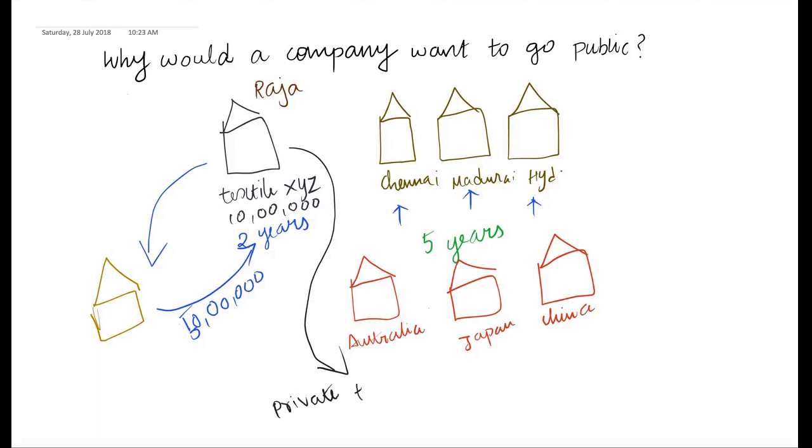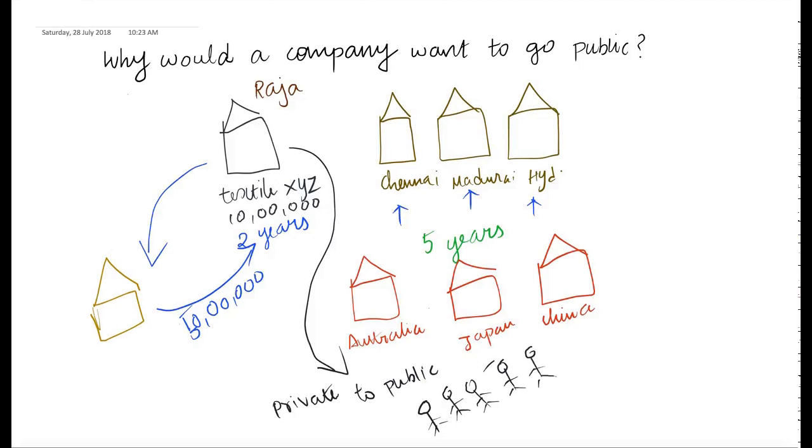Once he moved from private to public, he got huge funds from the public. Here we are the public members, we can invest some amount in that company via shares. So we are the shareholders. If you own some shares of this Raja public company, then we are also responsible for the profits and loss of that company. If Raja's XYZ textile company makes a good profit, then we might also get a share of that profit via dividends. This is the main reason why a company moves from private to public.